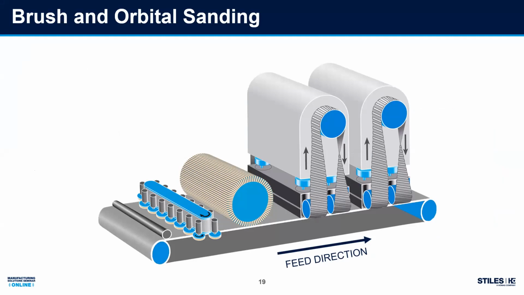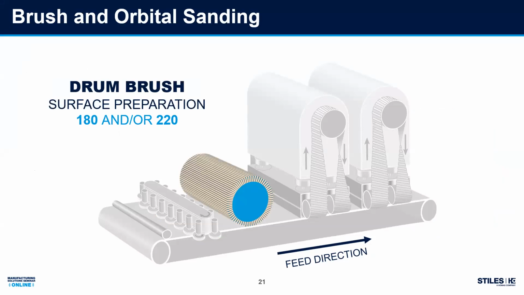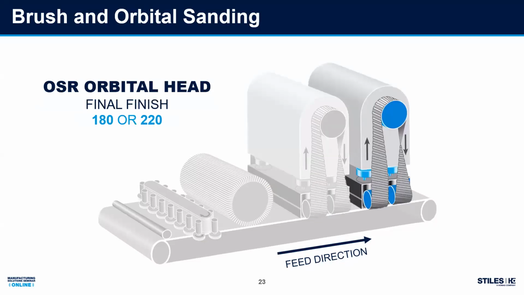So let's take a look at the Heisman in a little bit more detail here. Head number 1 is our RUT disc brush, and we typically use 180 or 220 grit paper on that head. Head number 2 is our barrel brush. We typically use 180 or 220 grit paper on that head. Head number 3 is our first orbital. This machine is going to do the bulk of the cross-grain scratch removal, and we typically use 180 grit paper on that head. Our 4th head is going to give us our final finish, and we typically use 220 grit on that head.